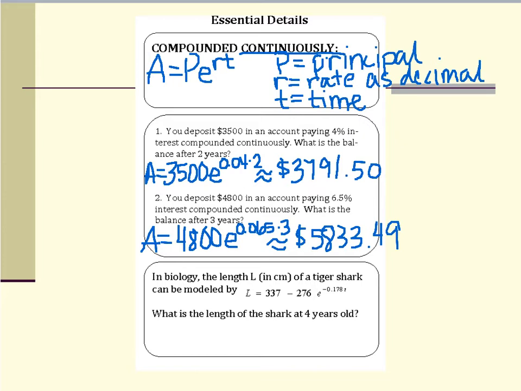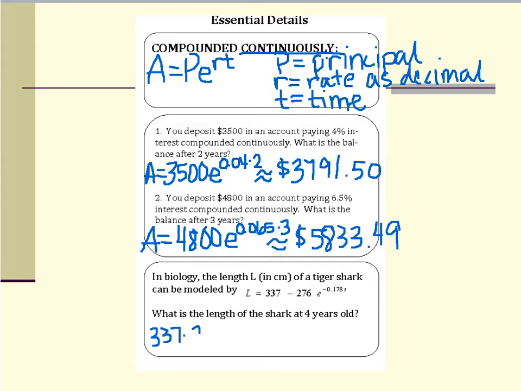Let's look at this last problem. It says in biology, the length L in centimeters of a tiger shark can be modeled by L equals 333 minus 276 e raised to the negative 0.178 t. So we've just got a formula here. It says what is the length of a shark at 4 years old? So our t is 4 here. So let's just plug 4 in.